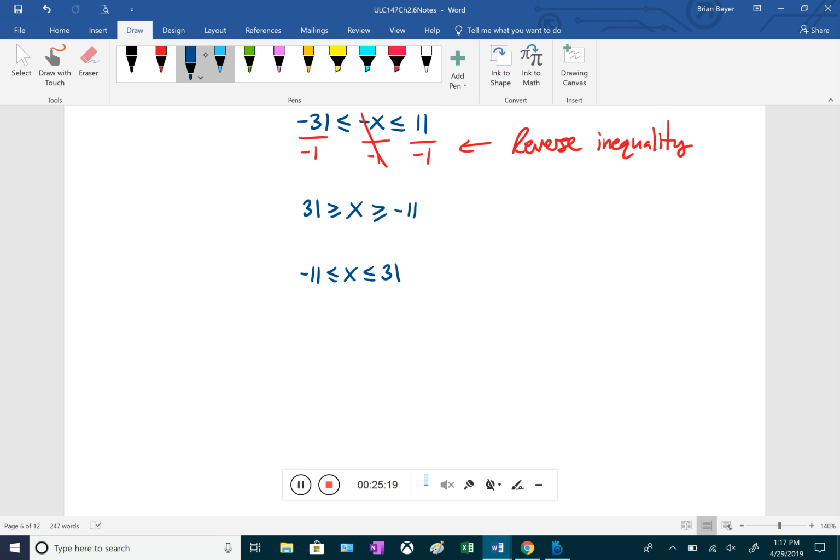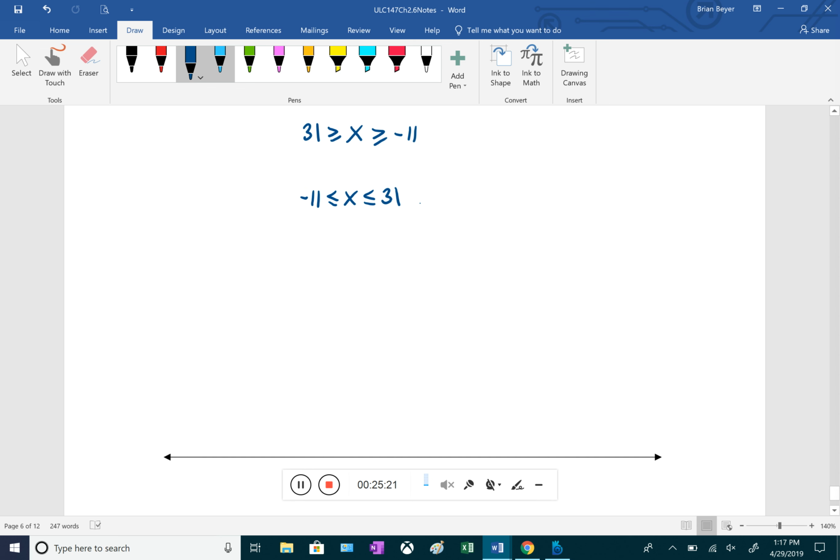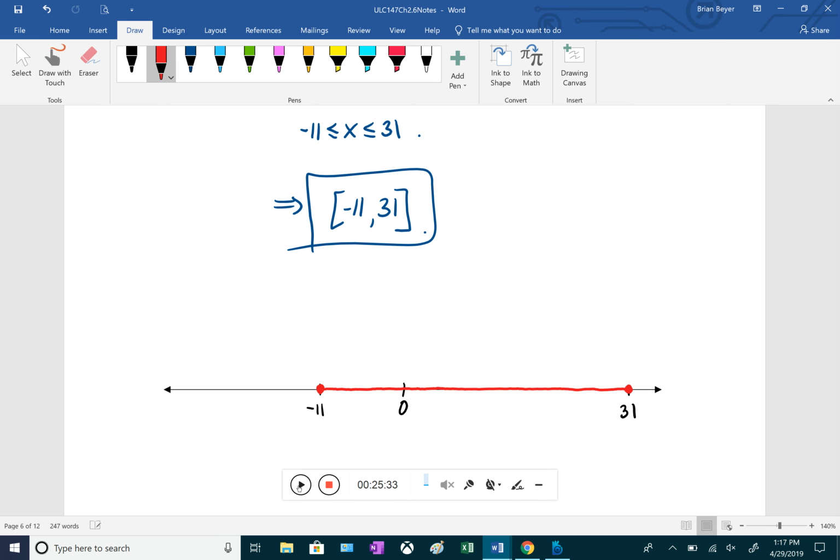So in interval notation, it's going to be negative 11 to 31. And that would be our interval. And then on the number line, it's everything between negative 11 and 31. And we included those endpoints because of the brackets, or the or equal to.